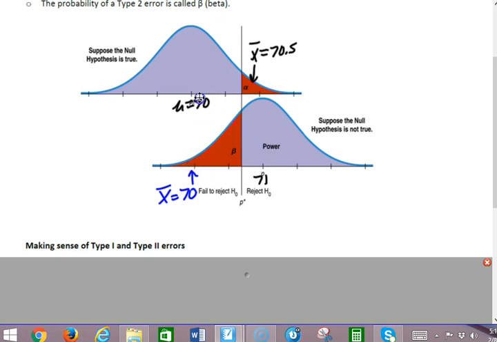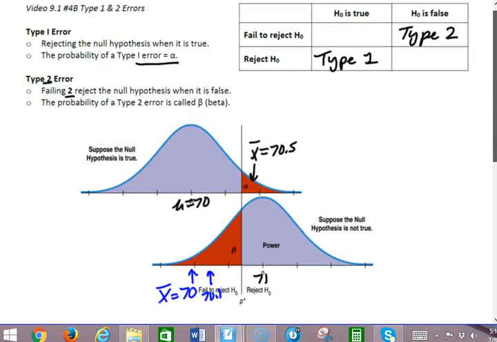But when I'm looking at this as being my null hypothesis, I'm certainly not going to reject my null hypothesis when my sample mean is exactly the same or maybe slightly different. Maybe I got 70.1 or something. And it's still close enough to 70 that I'm not going to reject the null hypothesis. But I really should have, because really 70 isn't correct, 71 is correct. So this is called a type 2 error.